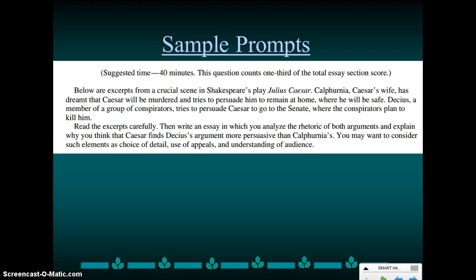So let's take a look at that prompt that you were provided. This is the 2002 Form B, the Julius Caesar piece. So this is pretty typical in terms of a prompt, in the information that you were provided, and sometimes the question that you're going to be asked. So taking a look here. Below are excerpts from a crucial scene, something important from Shakespeare's play, Julius Caesar.